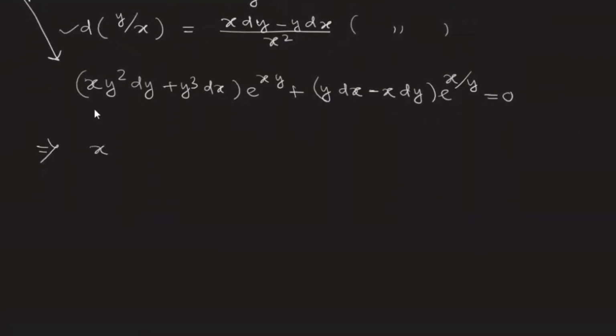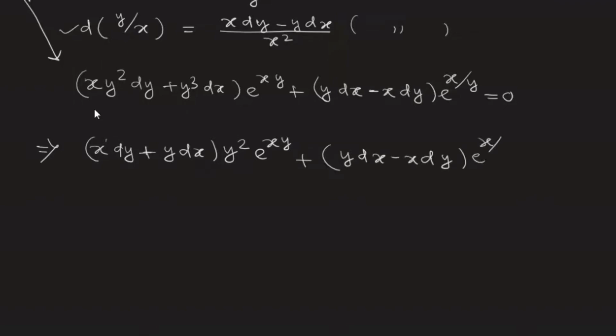We're starting with the equation (x dy + y dx) y² e^(xy) + (y dx − x dy) e^(x/y) = 0. The key first step is to divide the entire equation by y² on both sides.